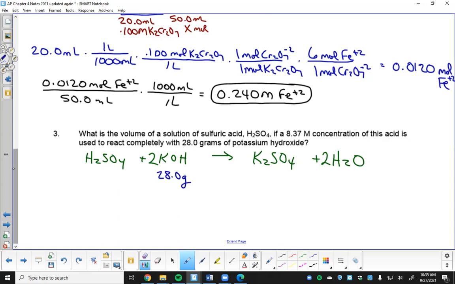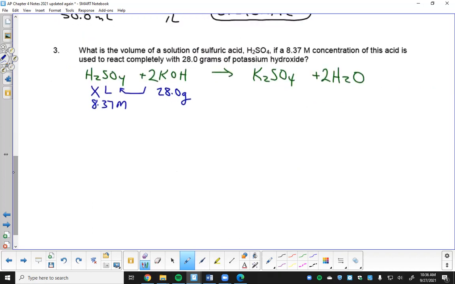I've got 28 grams of the salt. I know the molarity and I want to find out the volume. Mathematically, this is the easiest problem. KOH. I get to my mole to mole ratio, so I'm going to just go grams into moles. It's 56.1 grams KOH per mole.